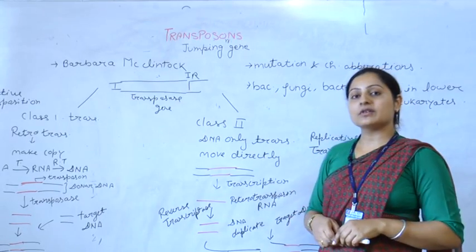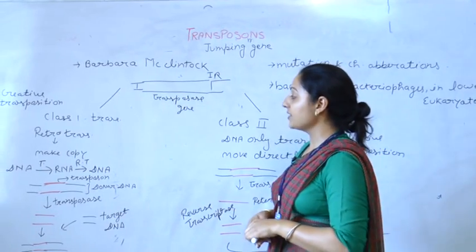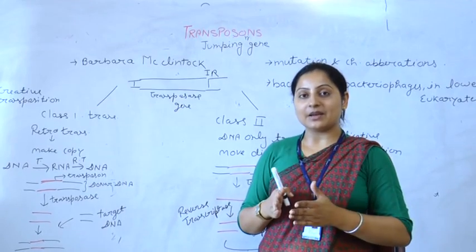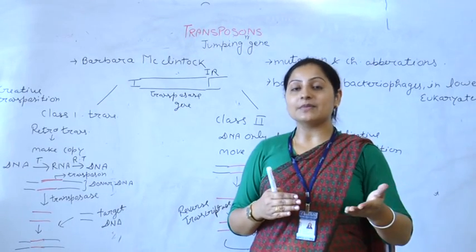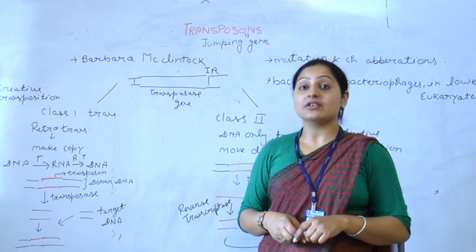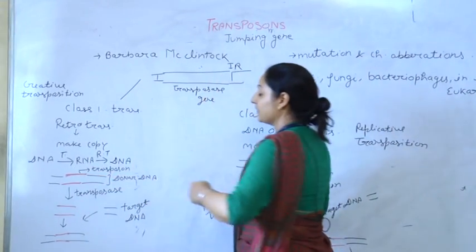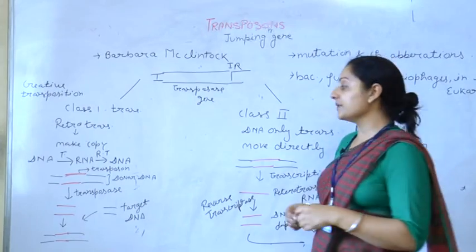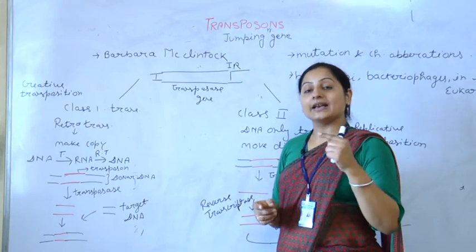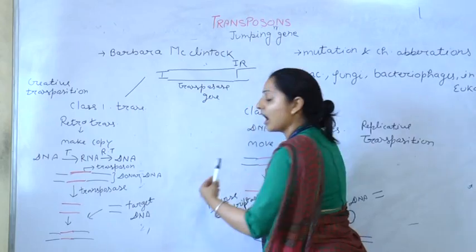Class 1 transposons are also called retrotransposons. They are called so because firstly they make a copy of that DNA segment, and they don't shift by themselves. The copy which they make shifts to another place. That's why they are called retrotransposons. The procedure is, firstly from DNA, by the enzyme transcriptase, RNA is formed, and then from RNA, by reverse transcriptase, a DNA segment is formed, and that DNA segment will be shifted to another position. This is the procedure of how they do it.